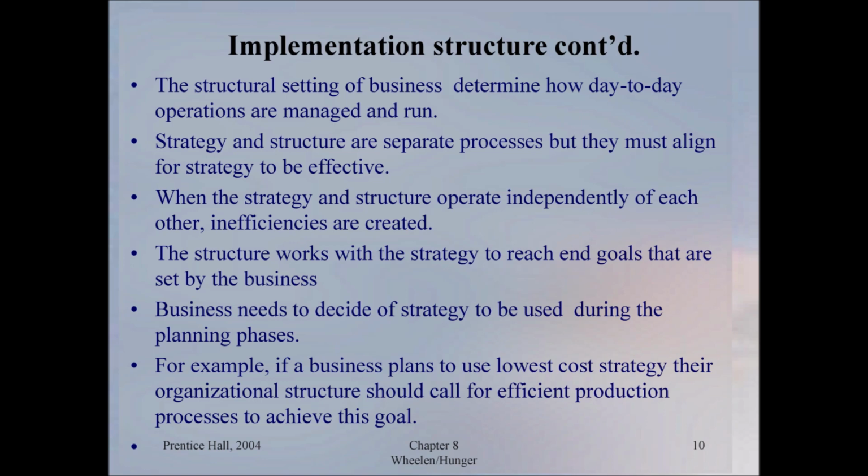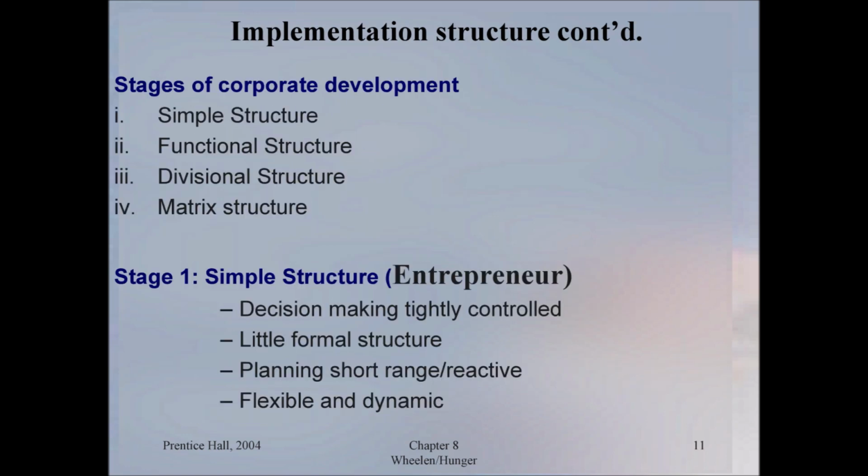Okay, now let's look at some of the different structures that businesses have as they grow. You have the simple structure, the functional structure, the divisional structure, and the matrix structure. You've done this in MOB, so you understand it better. The simple structure is a one-man business, the entrepreneurship type. Here decision making is tightly controlled because it's the entrepreneur who decides what to do. There's no formal structure. He can decide to recruit you in the morning and dismiss you in the evening. That's his business.